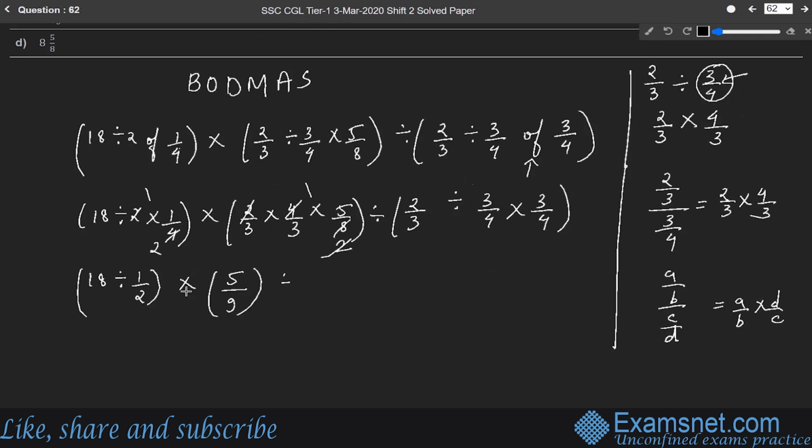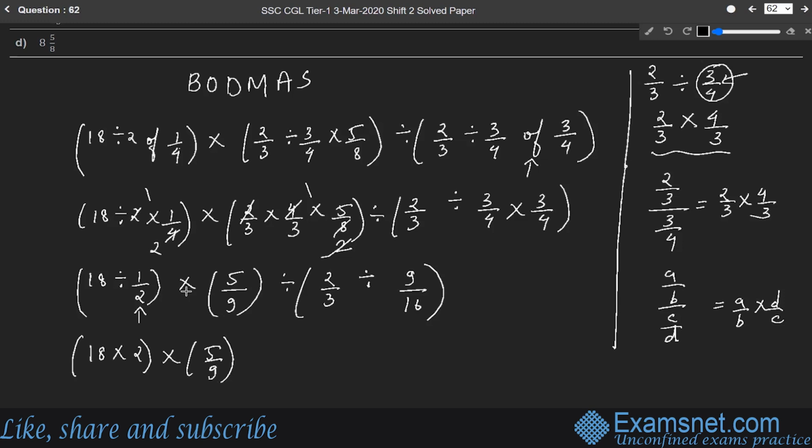Now again, this is divided by 2 by 3 divided by 3 by 4 into 3 by 4 is 9 by 16. Okay. So this will be 18 divided by 1 by 2. So it will be 18. Now when we remove this division sign, then this term will be reciprocated. Okay, the concept is already clear to you. So here we will have 18 into 2, again multiplied by 5 by 9.